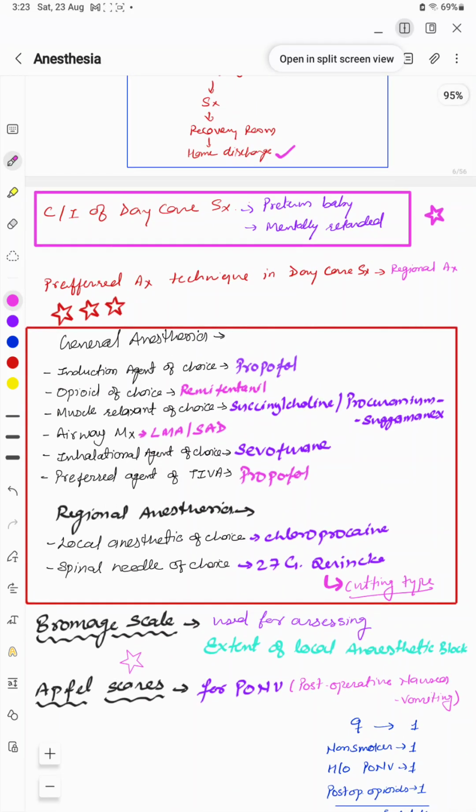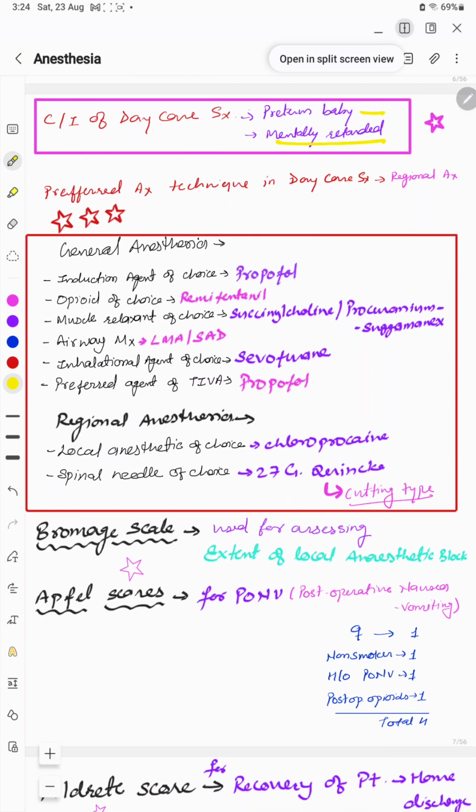What are the contraindications of daycare surgery? Where you cannot do daycare surgery? In preterm babies and mentally retarded patients. In 2% you cannot do daycare surgery. The preferred anesthesia technique for daycare surgery is regional anesthesia.